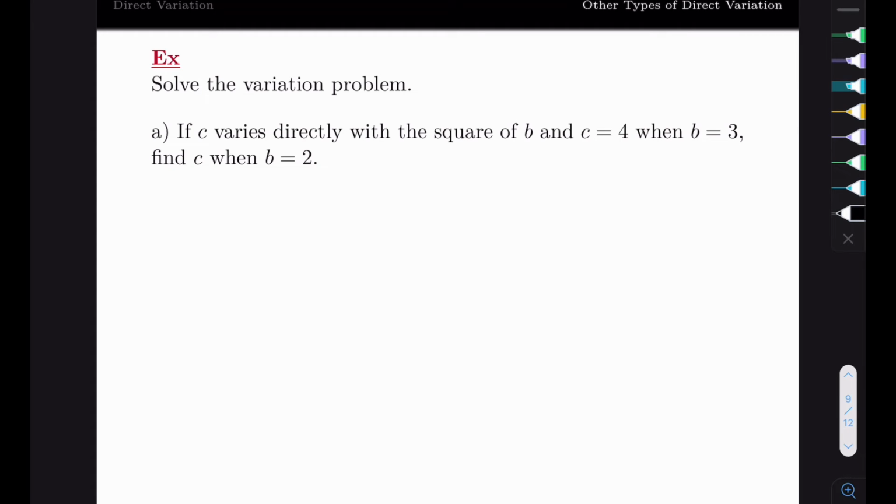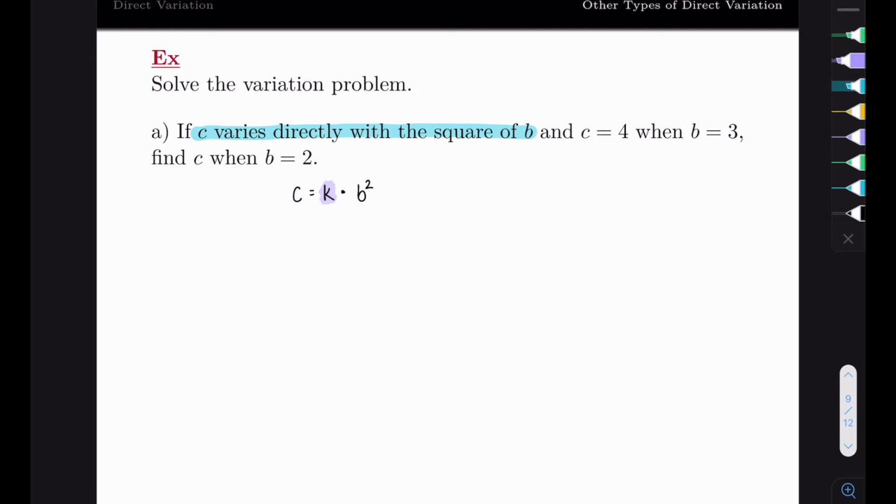So for this first one, we're told C varies directly with the square of B. So I'm going to start just by utilizing this. C varies directly. So that means I'm going to take my constant and I'm going to times it by something. And it says the square of B. So it varies directly with B squared. Okay. So this is my setup for the variation equation. And I need to figure out what this unknown K is.